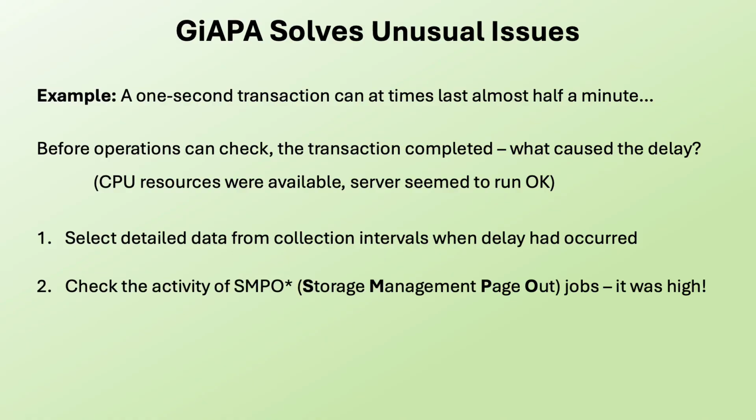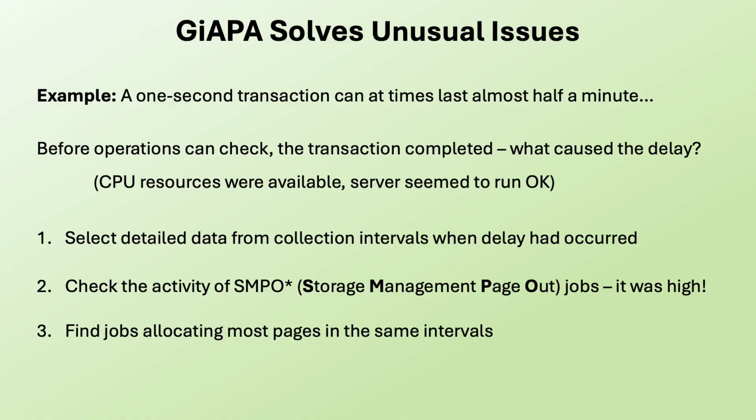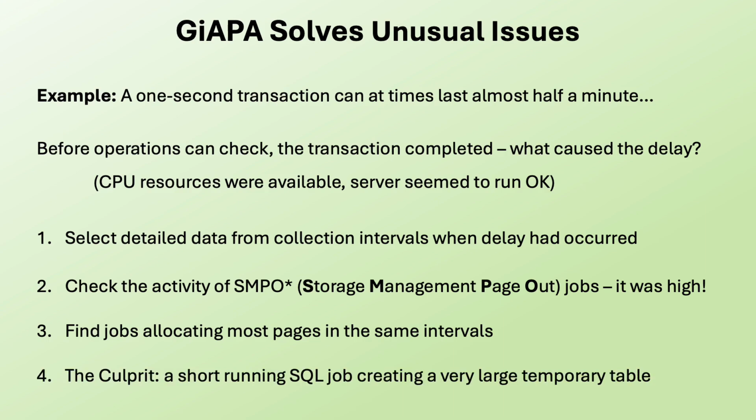Checking the SMPO jobs storage management page out, we saw an unusually high page out activity. We therefore checked which job was allocating the most pages during those intervals. It was an SQL job creating a massive temporary table. That same job had also been running during other delays. Again, GiAPA had the data needed to find the culprit within minutes, another unique GiAPA example.